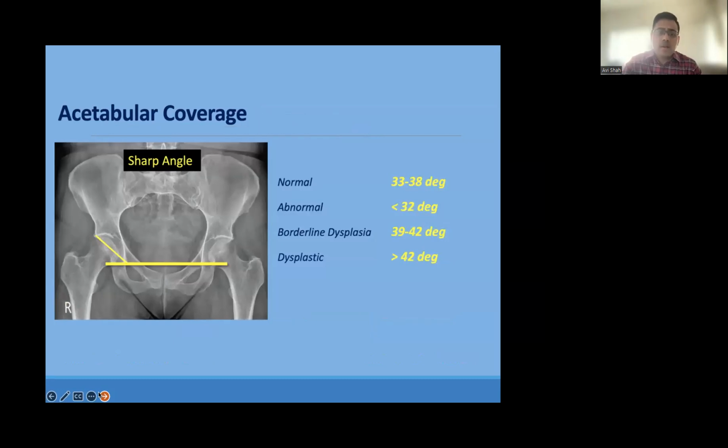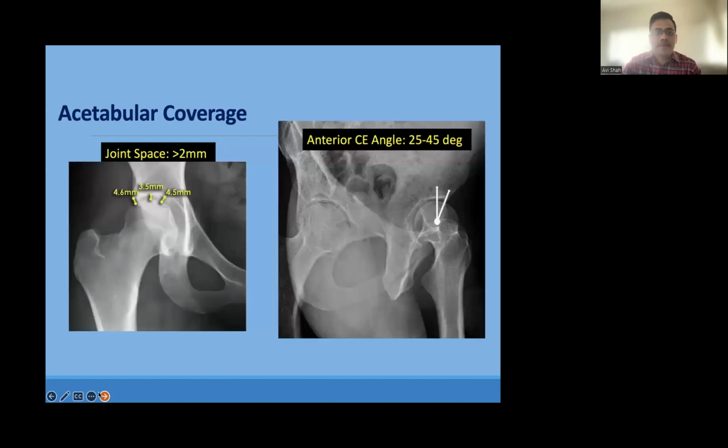A Sharp's angle can also be measured. It is a line where you can join either both the teardrops or both the ischial tuberosities and draw an angle to the edge of the acetabulum. So the normal is around 33 to 38 degrees.